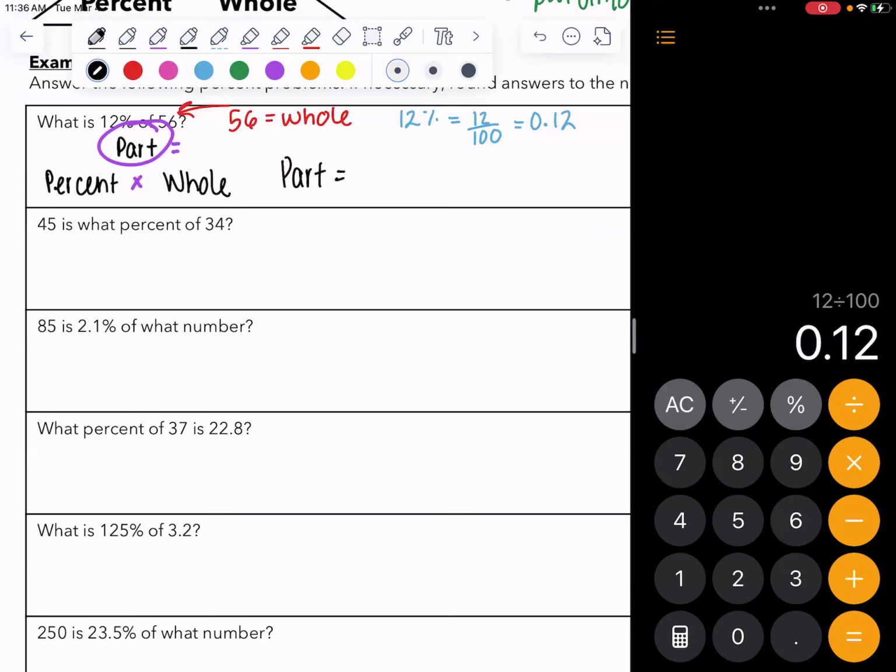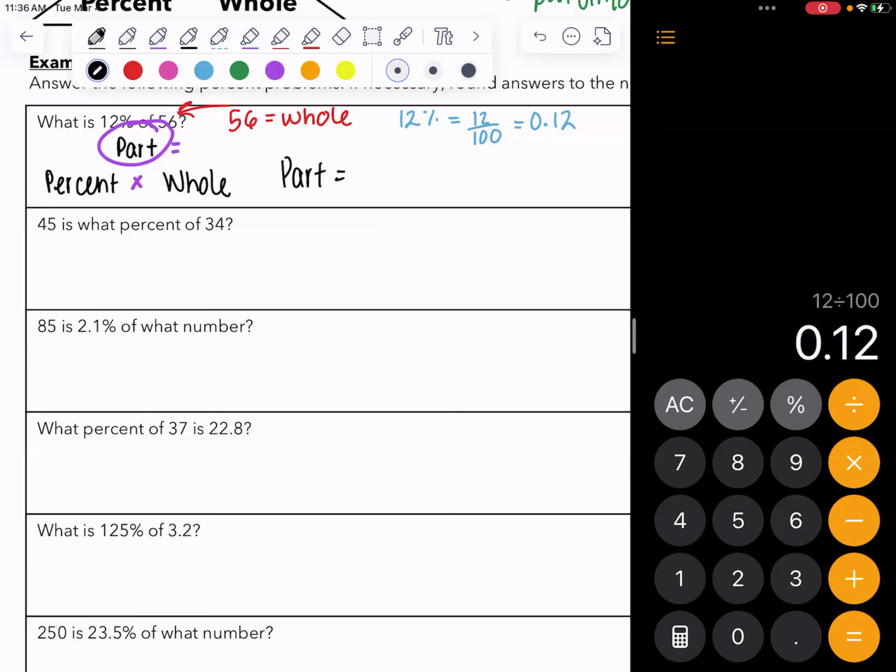Now, we're rounding our answers to the nearest tenth. So if I would have got 6.72, I need to round this to the nearest tenth, which would be 6.7. Boom. And that would be my answer. 6.7 is 12% of 56.